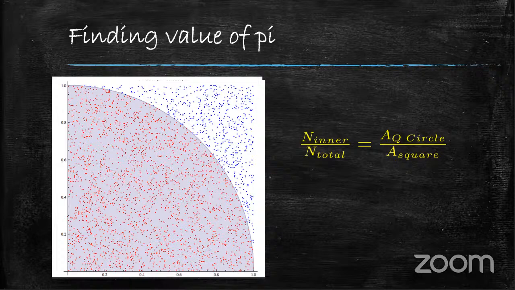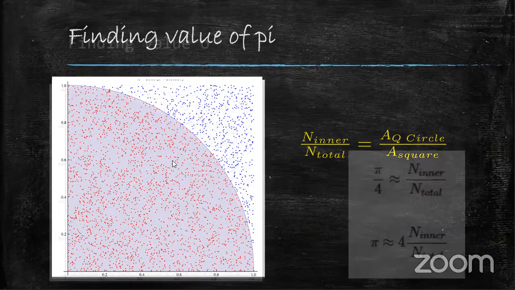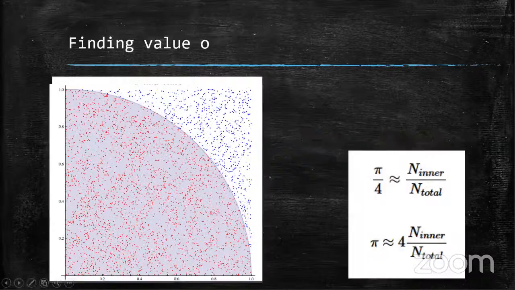The n inner and n total can be easily calculated because we are throwing the balls. Now, pi by 4 divided by 1 is pi by 4, and that is equal to n inner by n total. So now we can calculate the value of pi, because n total is in our hand and n inner we can calculate. So pi is approximately equal to 4 times n inner divided by n total. That is clear?